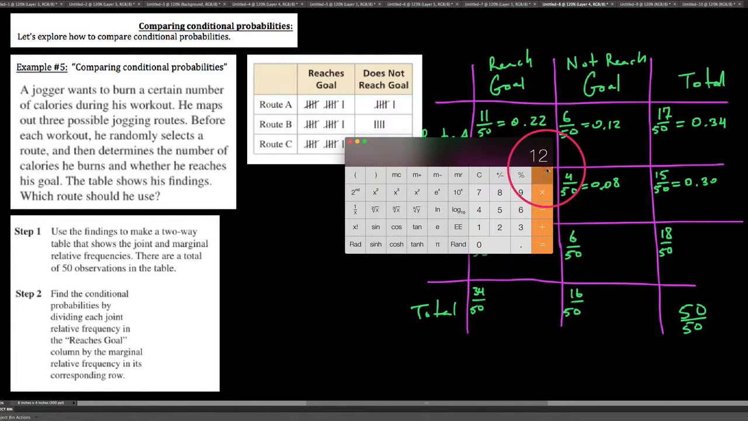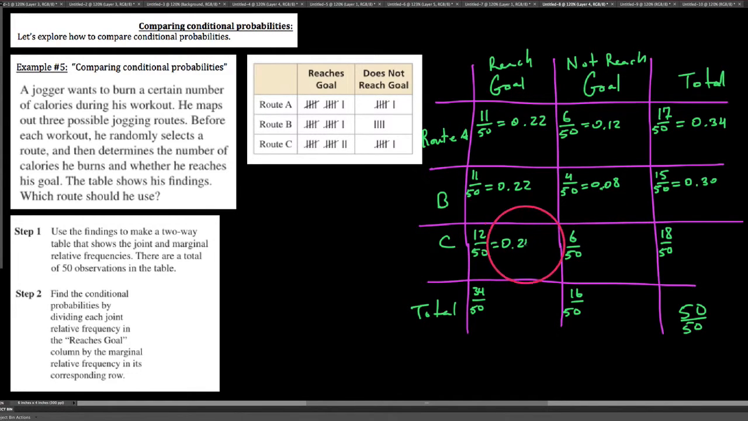We say 12 divided by 50 would be 0.24. 6 divided by 50, I recognize that from up here. We'd say that was 0.12. Adding these together, we get 0.36. So now the neat thing about this is we could just add vertically to find these likelihoods down here. And that's simply what I'm going to do.